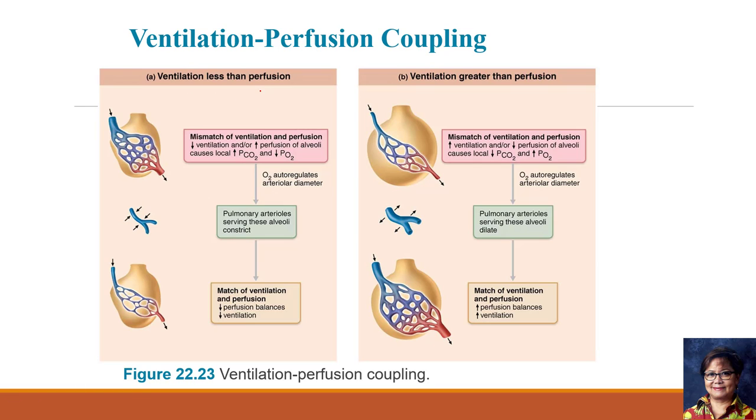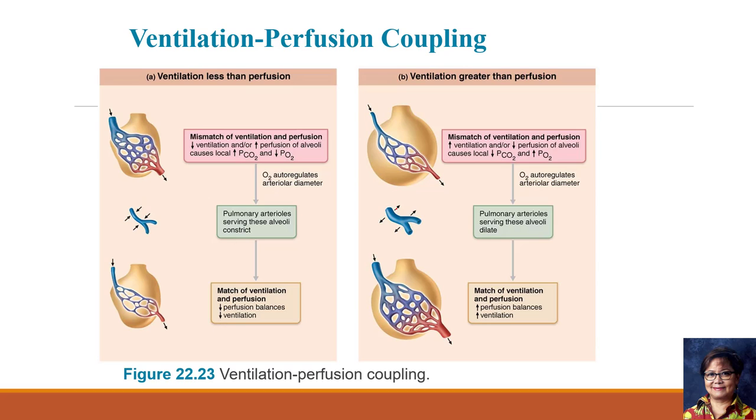When ventilation is less than perfusion, right here on the left diagram, there's going to be a mismatch. Ventilation is less and perfusion is higher. The pulmonary arterioles serving these alveoli will be constricted. In order to match ventilation and perfusion, there's going to be a required decrease in perfusion so that it can balance the decrease in ventilation.